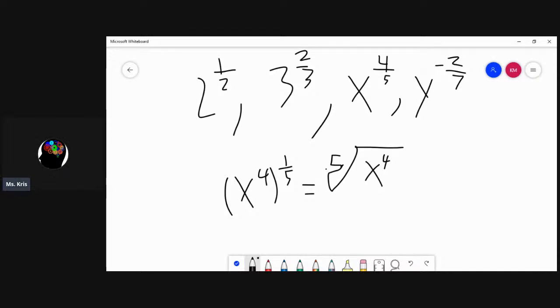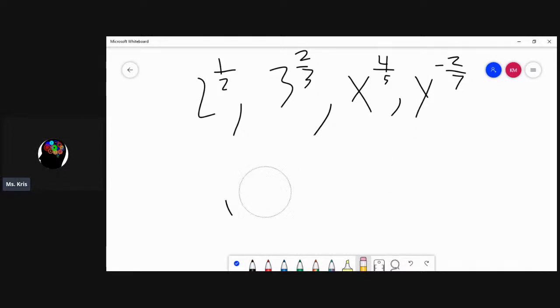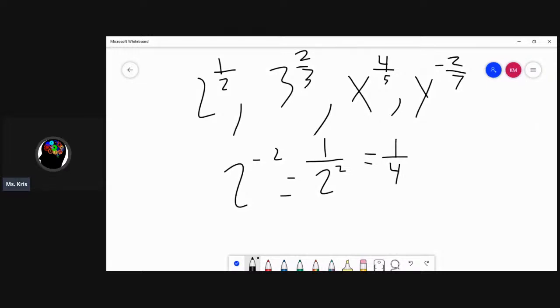Now, if you have a negative exponent, if you remember, if it was a whole number, like 2 to the negative 2, that could be flipped to 1 over 2 to the second. And that, of course, becomes 1/4.